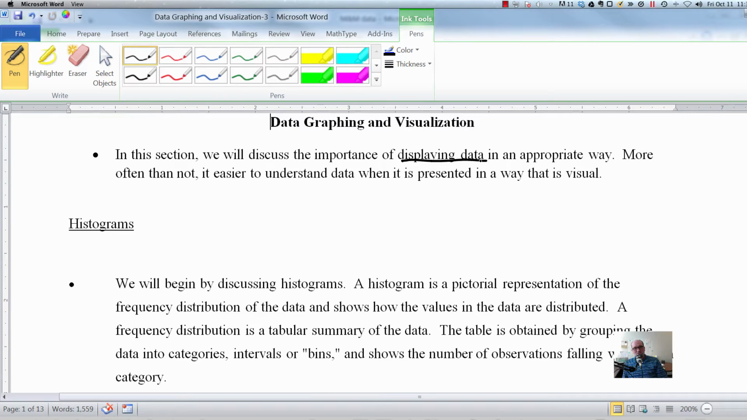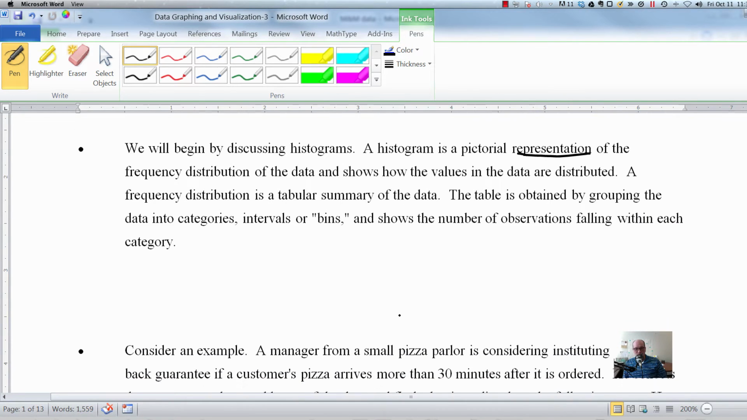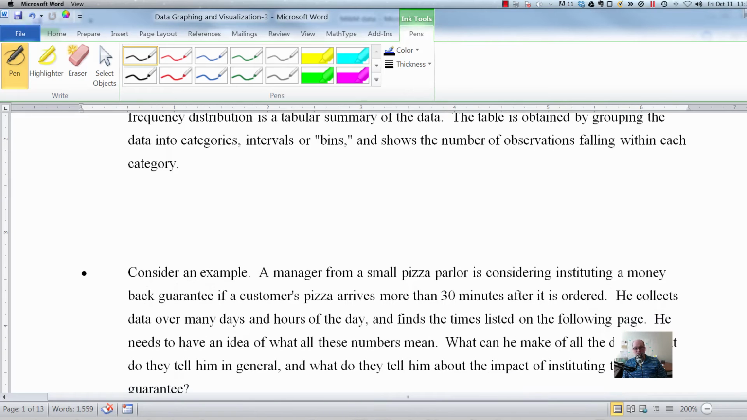Histograms are something you've probably seen and heard about before. It says here it's a pictorial representation of the frequency distribution of the data, and shows how the values of the data are distributed. Again, this sentence isn't that great. A frequency distribution is a tabular summary of the data. A table is obtained by grouping data into categories or bins.